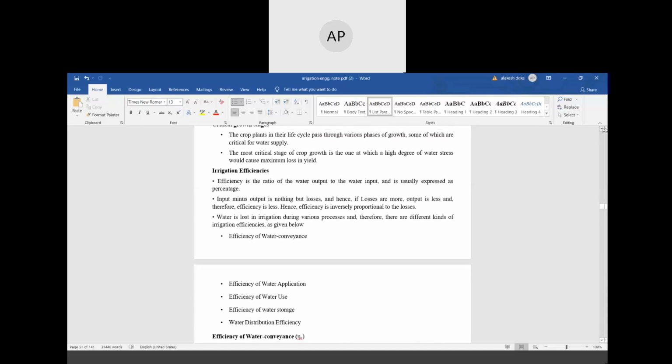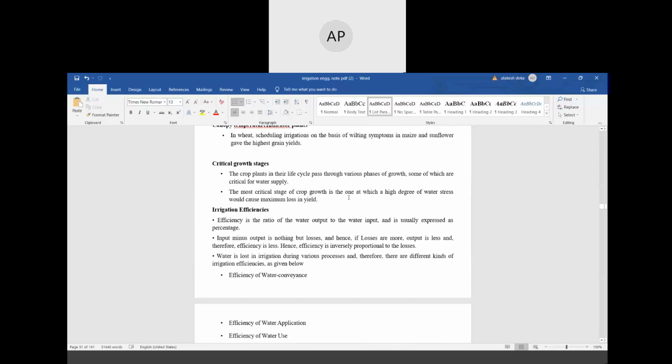Next, I'm going to describe irrigation efficiency. These are important things. Efficiency is the ratio of water output to water input, and it is generally expressed in percentage. Efficiencies are always expressed in percentage form.